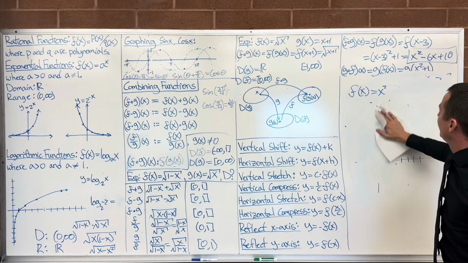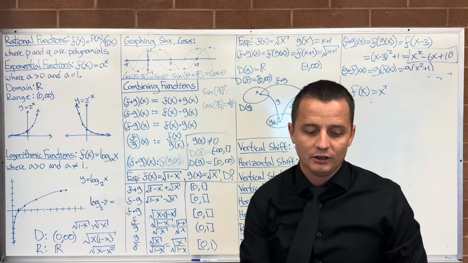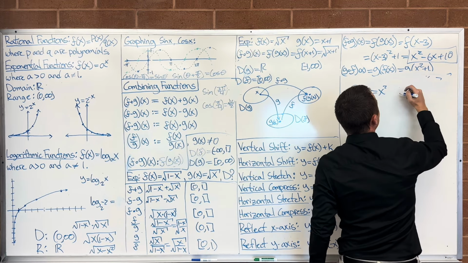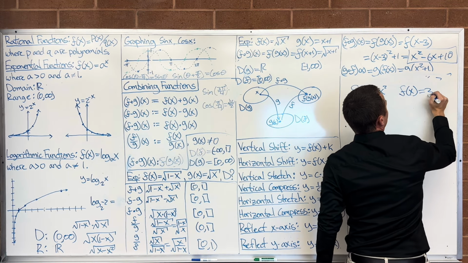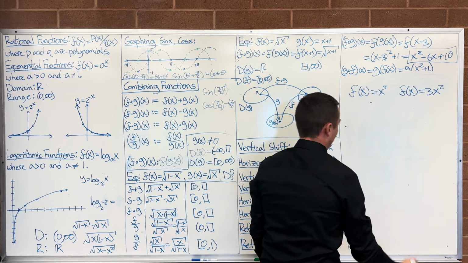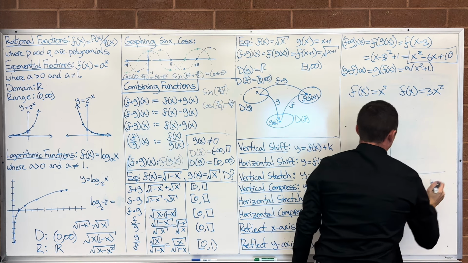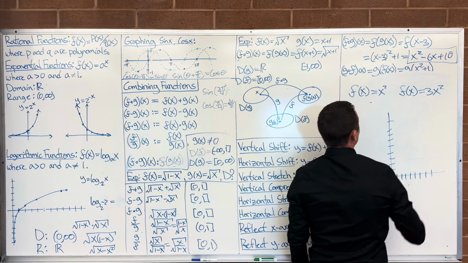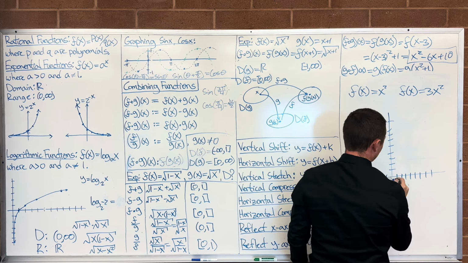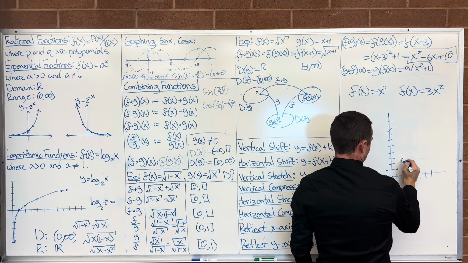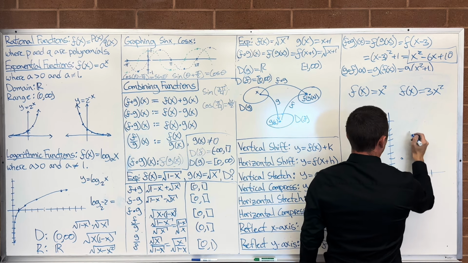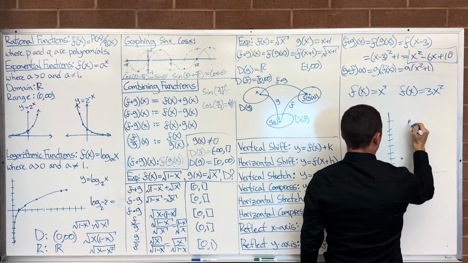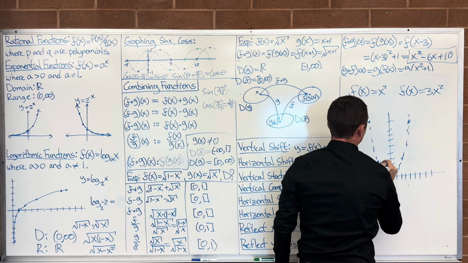Let's look at a vertical stretch. So rather than f of x equals x squared, let's look at something like f of x equals 3x squared. What is that going to do to our function? Just drawing roughly, our f of x normally would have looked something like this. Terrible picture, but you get the idea.